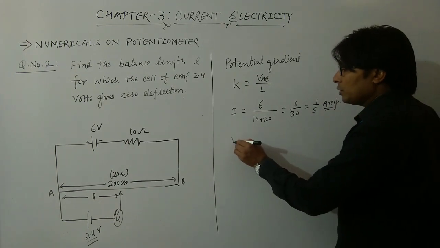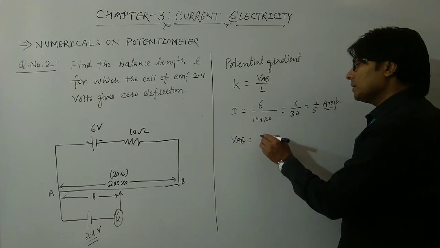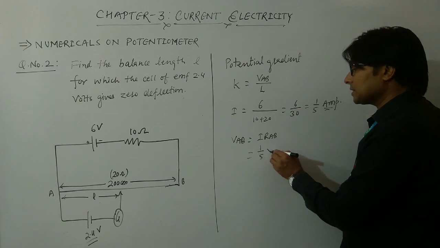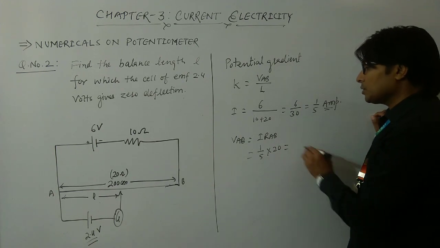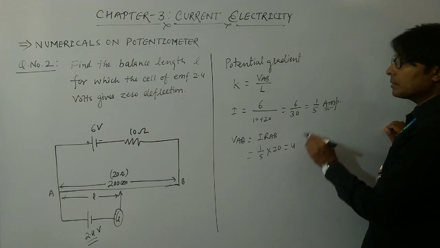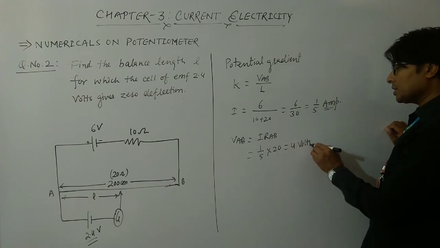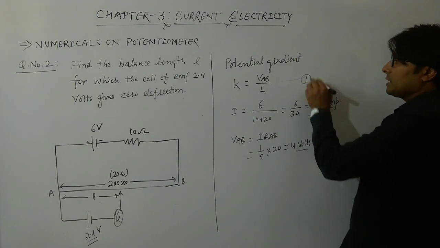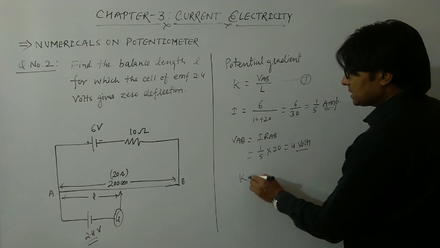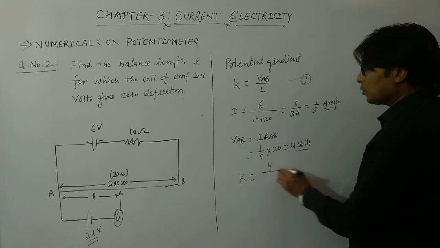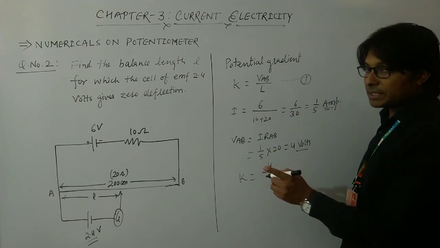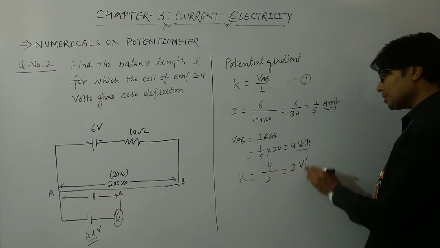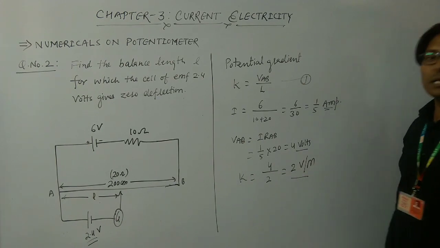Now the voltage drop across wire AB will be current multiplied by resistance of wire AB, and current is 1 upon 5 and resistance is given as 20, so it comes out to be 4 volts. So the voltage drop on this wire AB will be 4 volts. Now we have to calculate the value of potential gradient. So using equation first, K is equal to VAB, that is 4 volt, divided by total length, that is 200 centimeter, which can be written as 2 meter. So 2 volt per meter is the value of potential gradient.